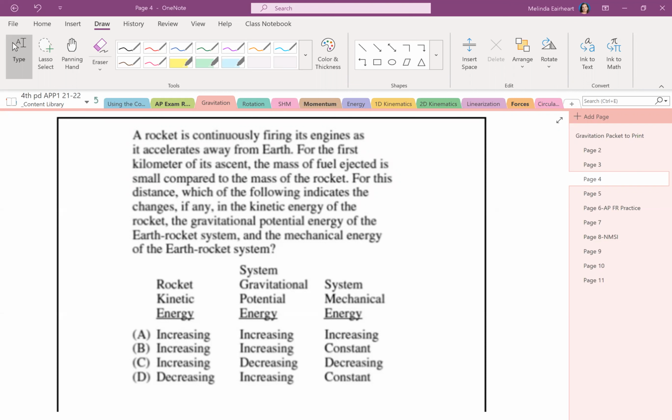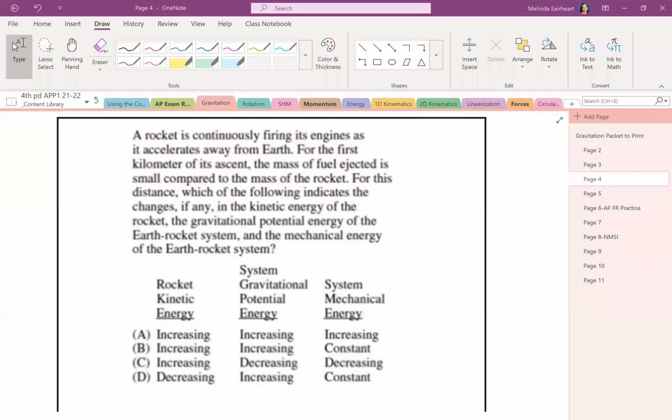We got an answer. So triple column, right? We got to figure out what's happening with the kinetic energy, the new gravitational potential energy, and the system's mechanical energy. Well, first of all, overall mechanical energy, how do we know if it's increasing, decreasing, or staying constant?